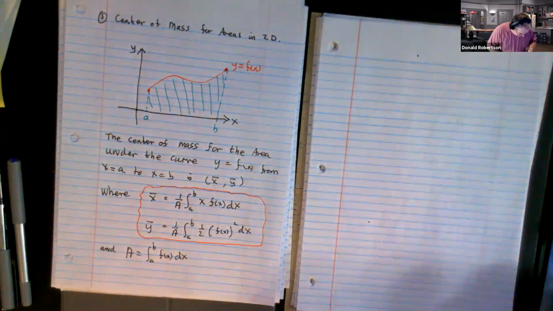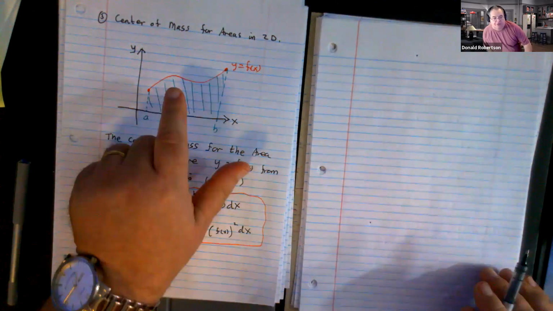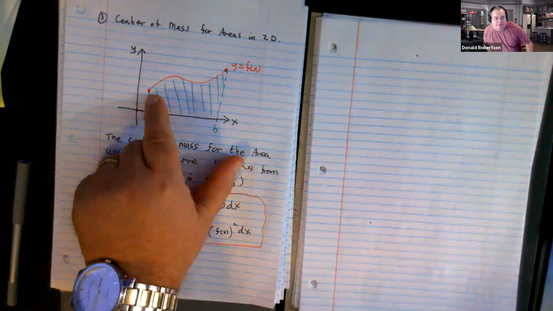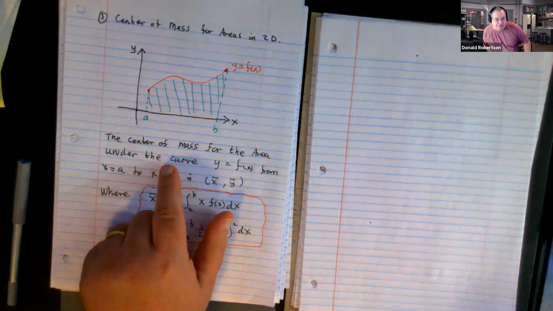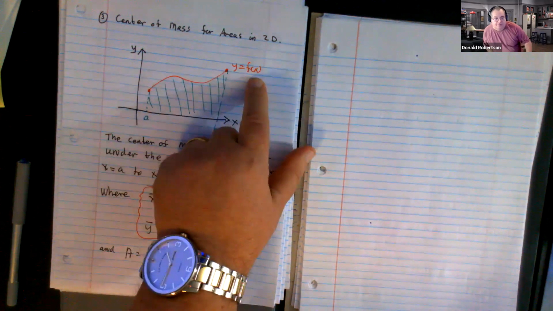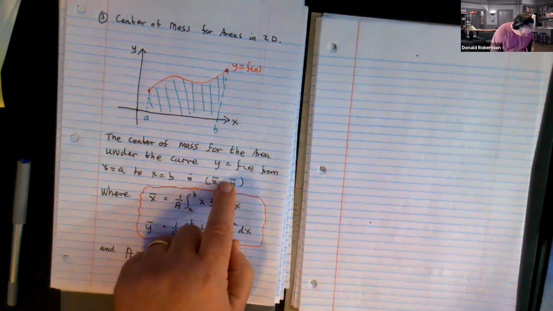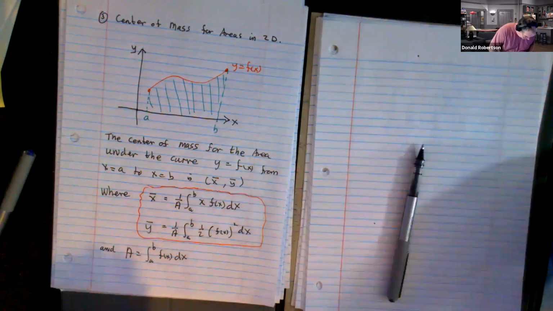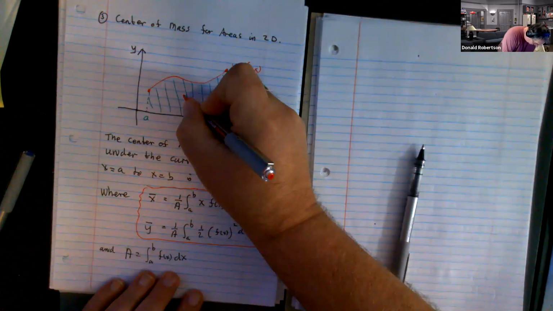And what we're going to do now is look at how you find the centre of mass from an area under a curve, and it's obviously two-dimensional. The centre of mass for this shape, which is the function y equals f of x from a to b, is called x bar, y bar. Can you imagine very roughly where it might be? It might be probably somewhere about here, I would guess.